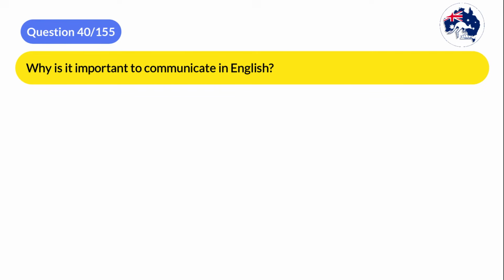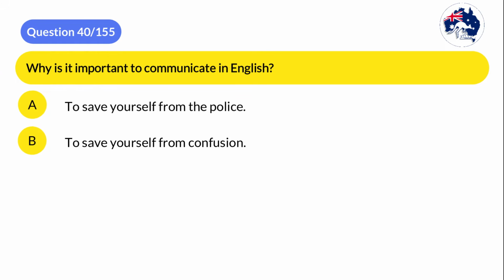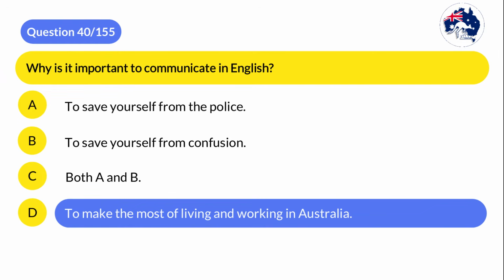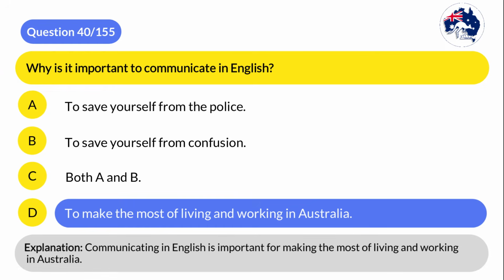Question 40. Why is it important to communicate in English? A. To save yourself from the police. B. To save yourself from confusion. C. Both A and B. D. To make the most of living and working in Australia. The correct answer is D. To make the most of living and working in Australia. Explanation: communicating in English is important for making the most of living and working in Australia.